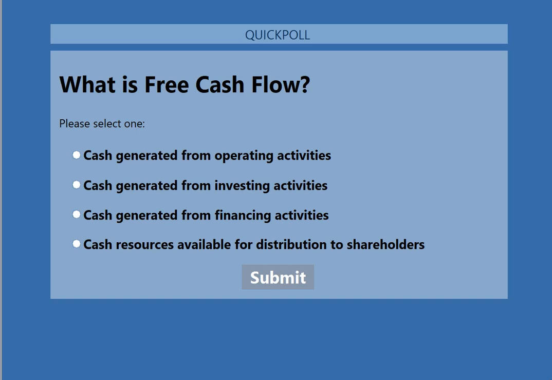Asking about free cash flow. What is free cash flow? Is it number one, cash generated from operating activities? Number two, cash generated from investing activities? Number three, cash generated from financing activity? Or number four, cash resources available for distribution to shareholders? Please answer this poll. All right, 50% of you voted.